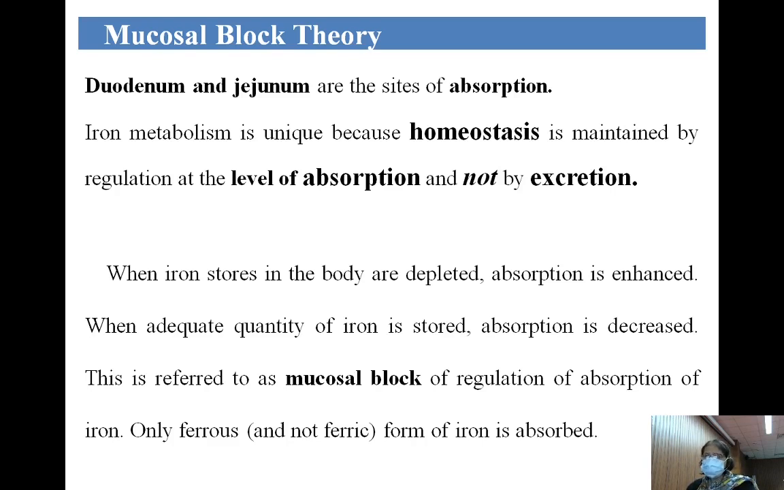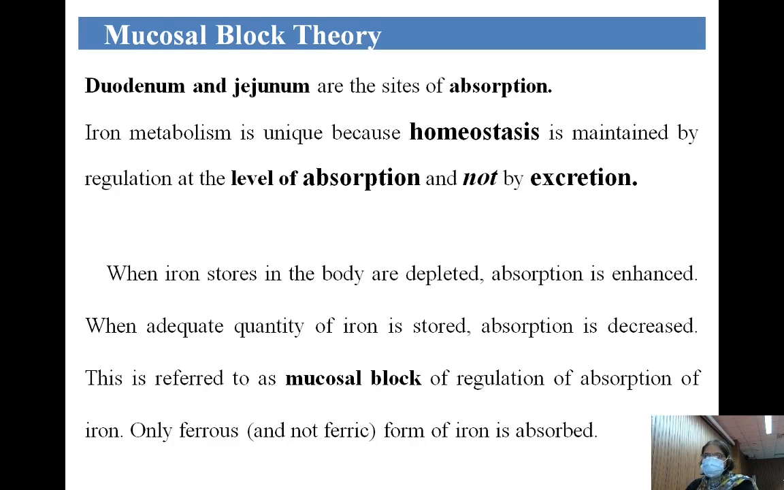When iron stores in the body are depleted, absorption is enhanced. When the stored iron is decreased, obviously body demand will be more, so absorption is enhanced. When an adequate quantity of iron is stored, the body has an adequate supply, and in that case absorption is decreased. Just opposite. If supply is more, then absorption is decreased. If supply is less, by depletion of iron, then absorption is increased.